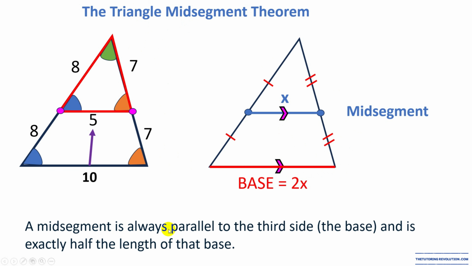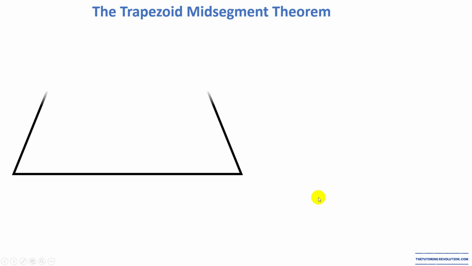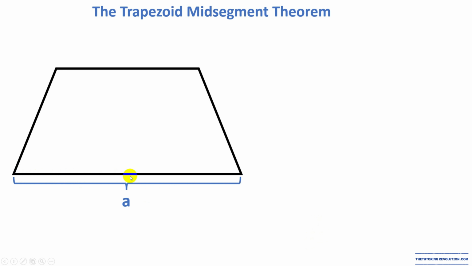A midsegment is always parallel to the third side, which is the base, and is exactly half the length of that base, okay? So now let's go into the trapezoid midsegment theorem. Here we have a trapezoid. This base of the trapezoid is A in length, and this is B. And we're going to draw this diagonal.